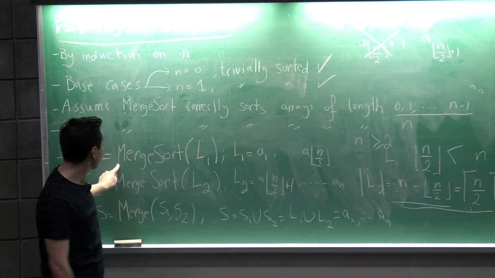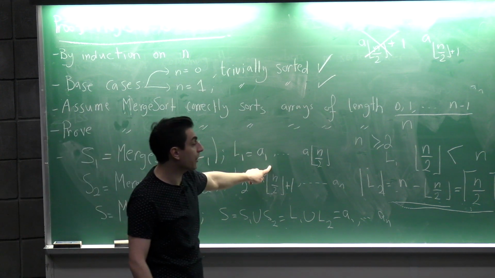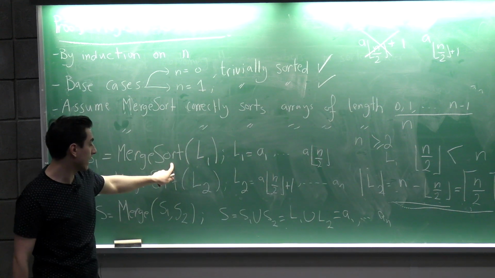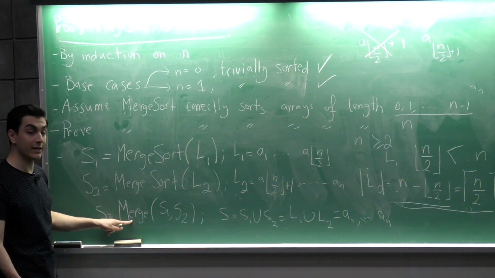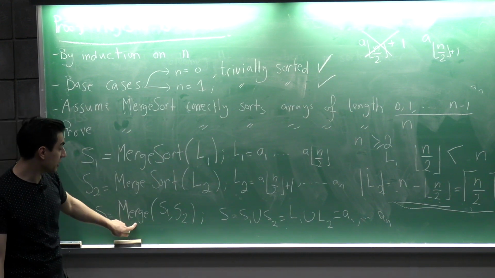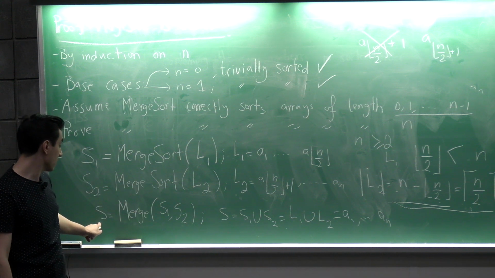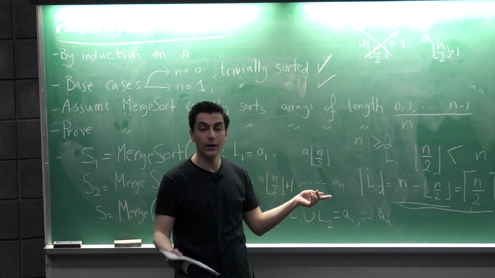Well, because it basically splits it into two lists, each one of them has length smaller than n, then this is going to correctly sort L1, and this is going to correctly sort L2. And because we inspected the code, and merge is correctly merging two sorted lists, then we get S, which is correct, because S1 and S2 is the same as the union of L1 and L2.